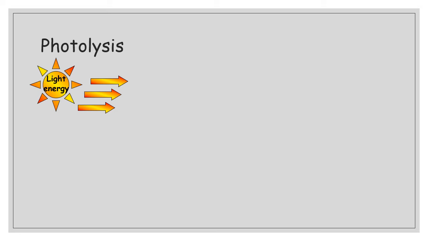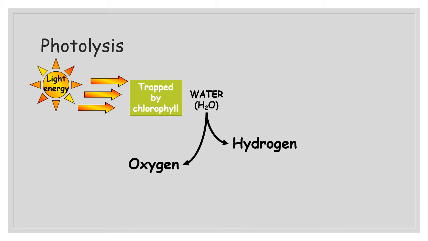Let's put photolysis into diagram form, and I'll talk you through it as we go. So light energy from the sun is then trapped by chlorophyll, this green pigment that we find in chloroplasts. It's the stuff that makes plants look green. That energy is then used to break water, H2O, into its constituent parts, oxygen and hydrogen.